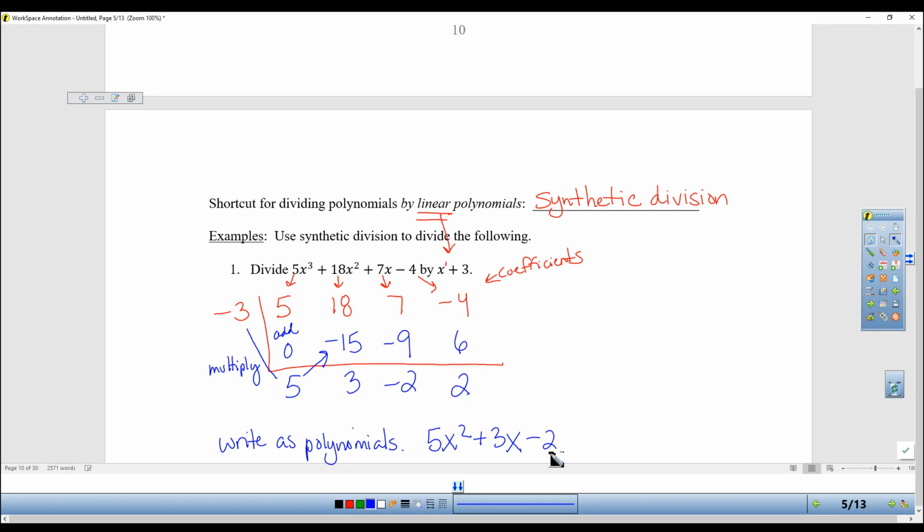And you know you did it right if you get to the linear one here, because the last one is your remainder. The last one is the remainder. So that is 2, and what do you divide by? Same as before, whatever you're dividing by, x plus 3.